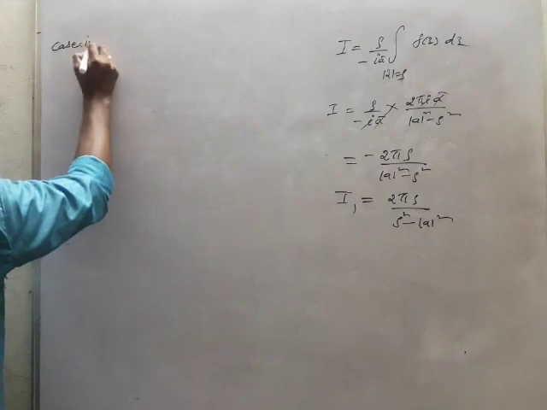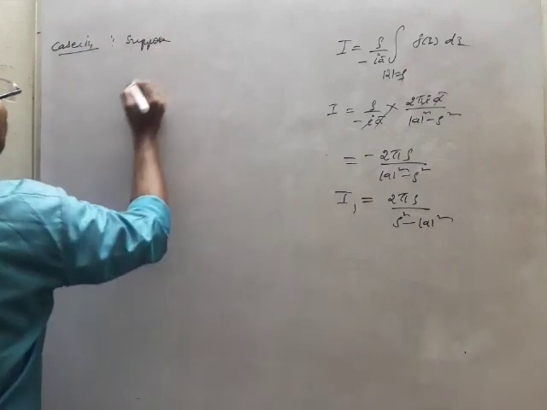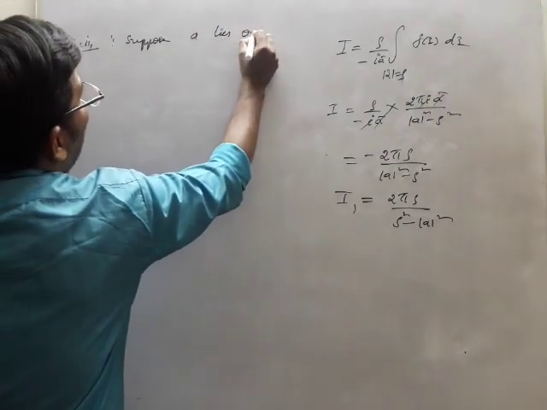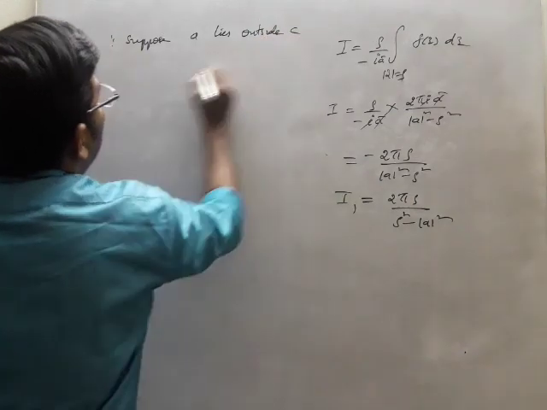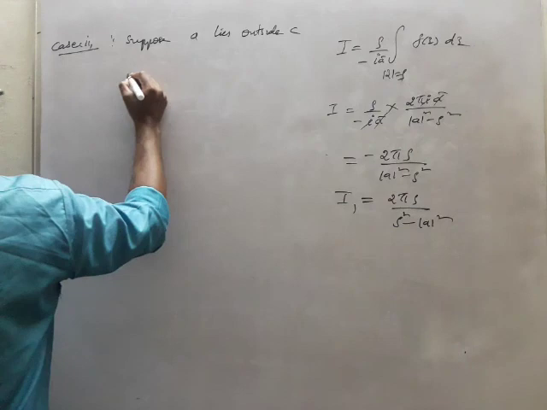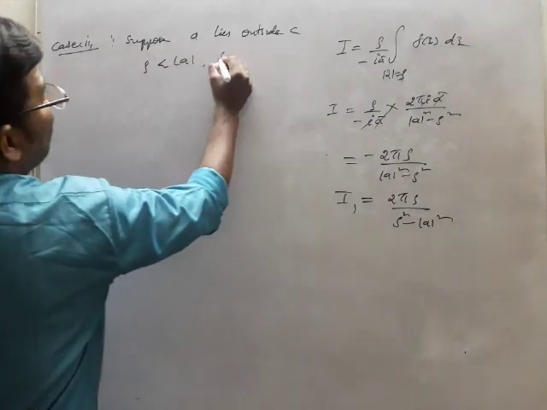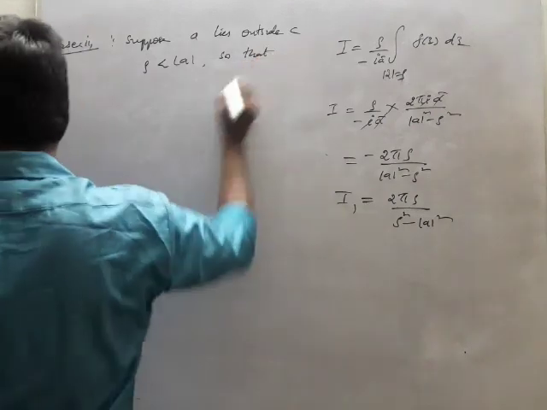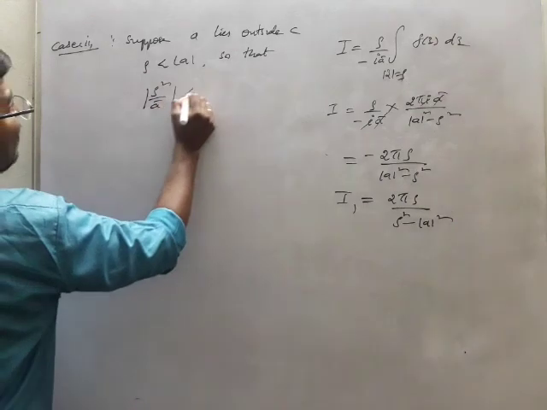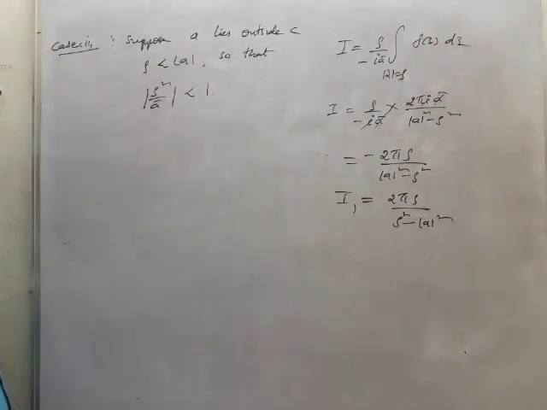Case 2. Suppose A lies outside C, that is, rho is less than mod A. What is that? Rho square by mod A square is less than 1. That means this lies inside and this lies outside. Now what do we have?